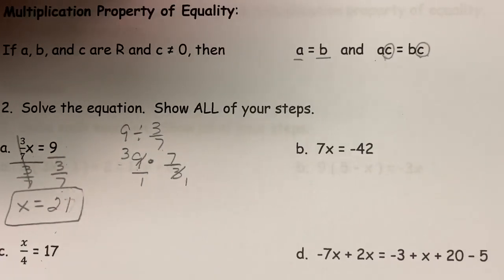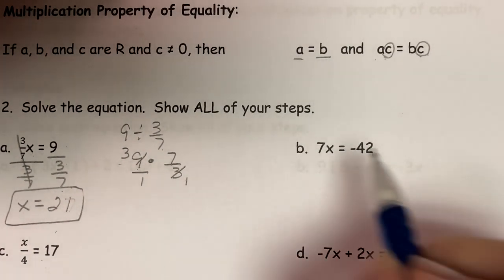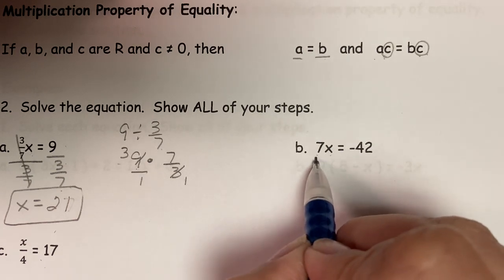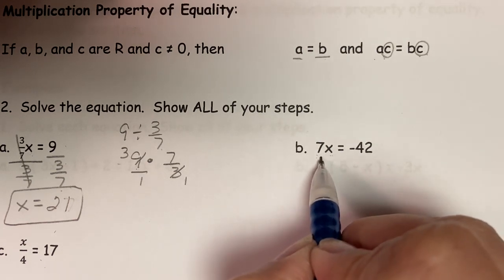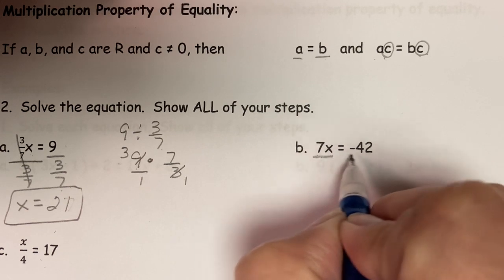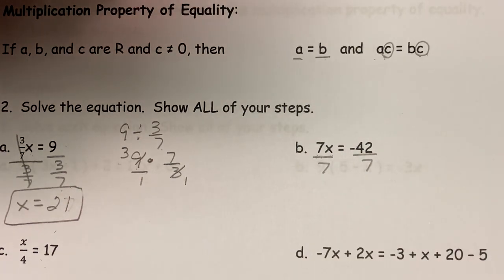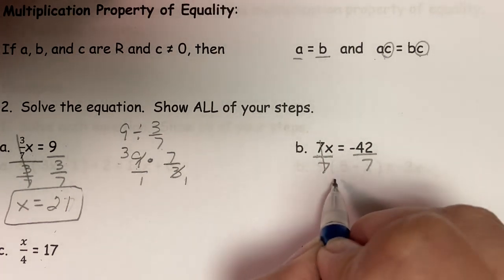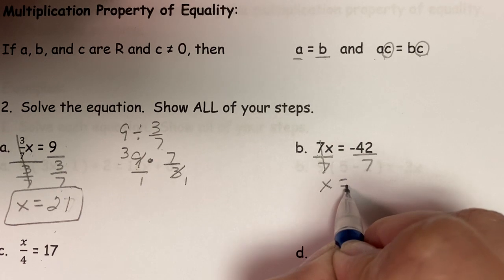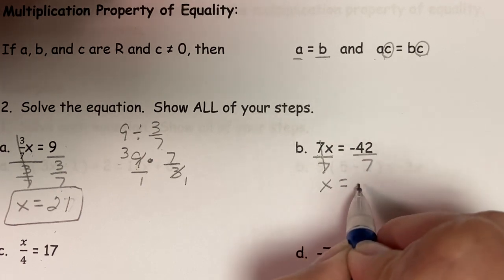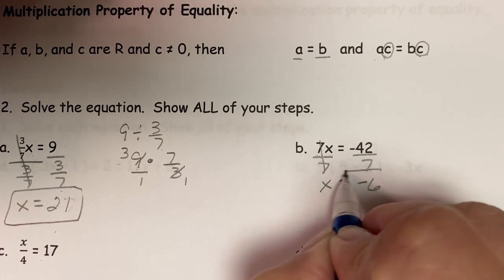All right, let's go on to B. Again, we need to isolate the variable. Well, what's happening right now? That variable is being multiplied by 7. So we're going to do the opposite of multiplying by 7, which is dividing both sides of my equal sign by 7. The 7s will cancel out on the left, and we're going to get x is equal to negative 42 divided by 7, which is negative 6.